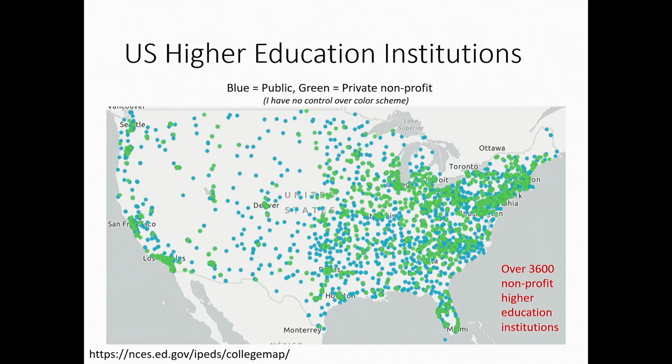Now, from an access and equity perspective, I'm sorry if anyone's blue-green colorblind. I don't choose the color scheme here. But anyways, you can see the blue are publics and the greens are private. There also are over 2,000 for-profit higher education institutions in the United States, but we're only going to be talking about nonprofits. So there are a lot of institutions. You can see they're spread all across our country. Of course, you can see a concentration east of the Mississippi, but that's where all these institutions are.